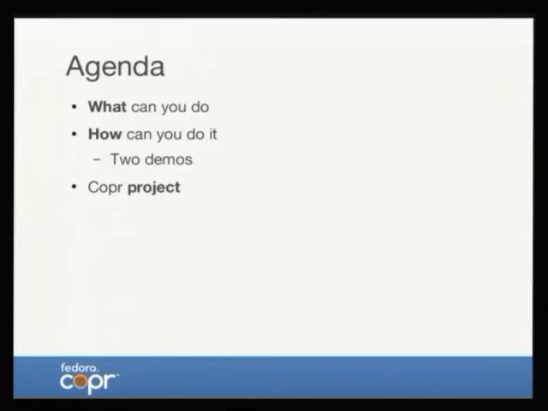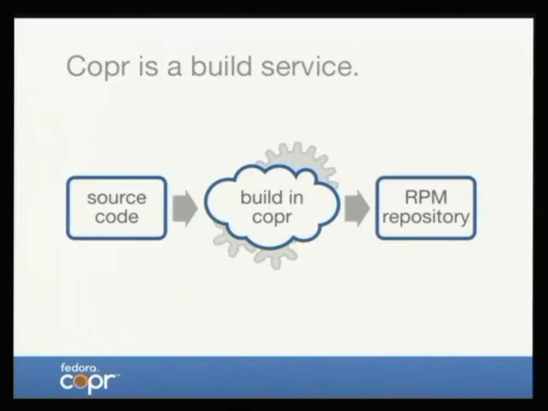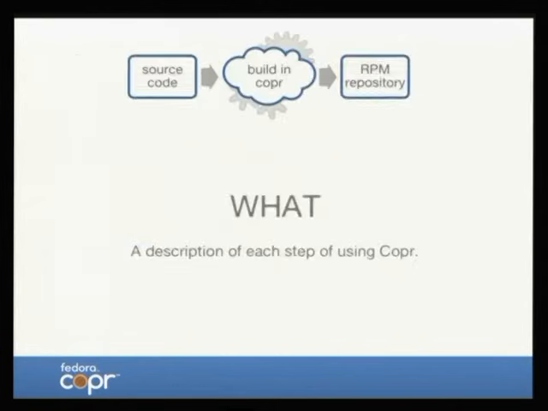What I'm going to talk about now is what can you do with Copr, how can you do it. I will have 2 demos, and then something about the Copr project itself. So first, what is Copr? Copr is a build service, which means that it can transform your source code, build it, and create an RPM repository. So your users will be able to install your project. And there are 3 steps, and I will show you what you can do in all 3 steps.